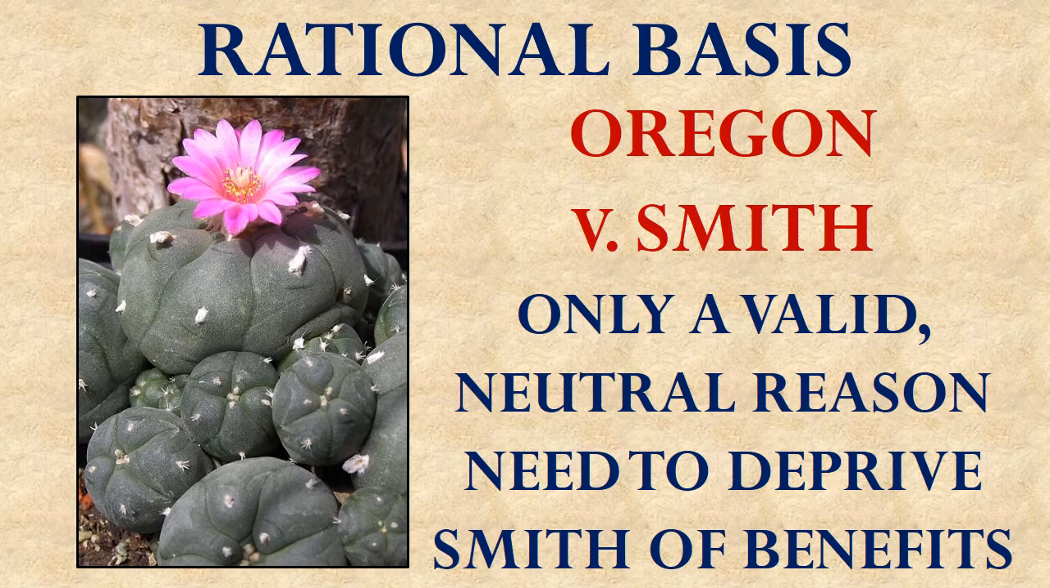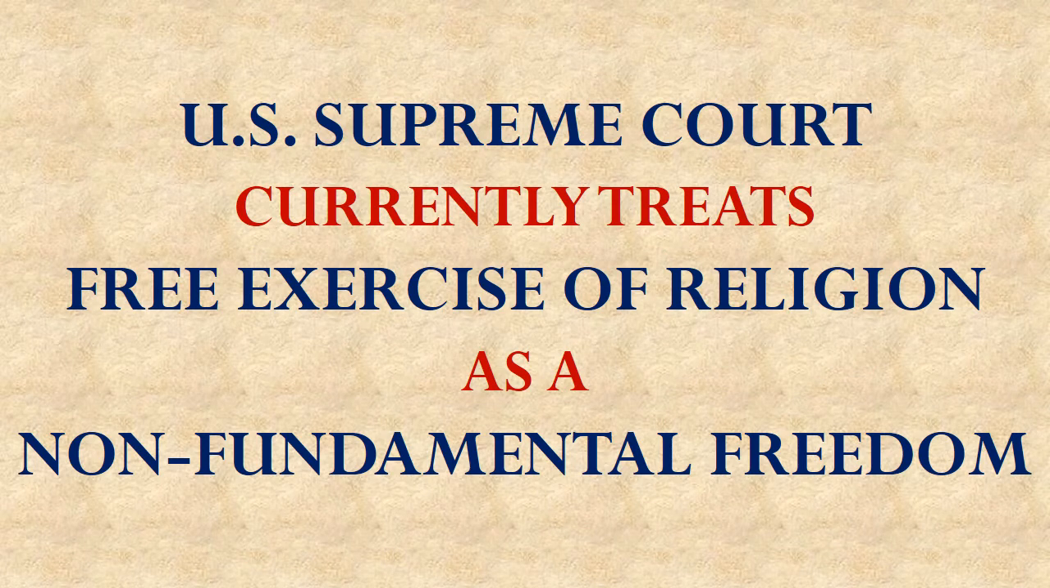Now think about what that means, a valid and neutral reason. Does that sound like a compelling interest? No, it certainly doesn't. It sounds like a rational basis. So effectively in this case, the Supreme Court reduced religious freedom protection from the level of compelling interest down to the level of rational basis. What that basically means is that the government can come along and take your religious freedom away from you so long as they have a rational reason to do so. So, what the Supreme Court does currently is they treat the free exercise of religion as a non-fundamental freedom.